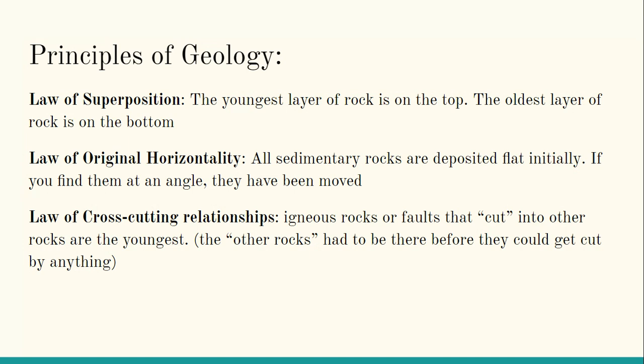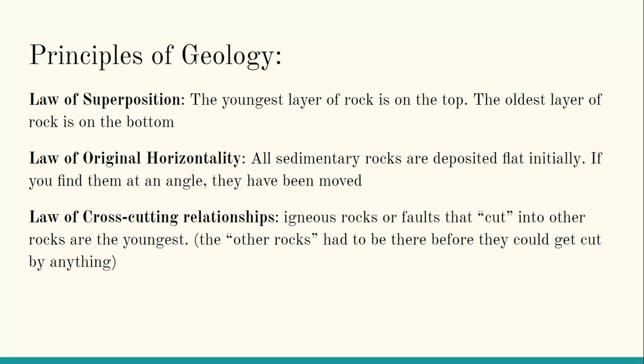There are three main principles that you need to learn in order to figure out relative dating: the law of superposition, the law of original horizontality, and the law of cross-cutting relationships. They sound pretty tough, but they're not. The first one, the law of superposition, basically means that the youngest layer of rock is on top and the oldest layer of rock is on the bottom. So the rock was laid down and then another layer went on top of that, which is younger, and another one went on top. We'll talk about that a little bit more in depth.